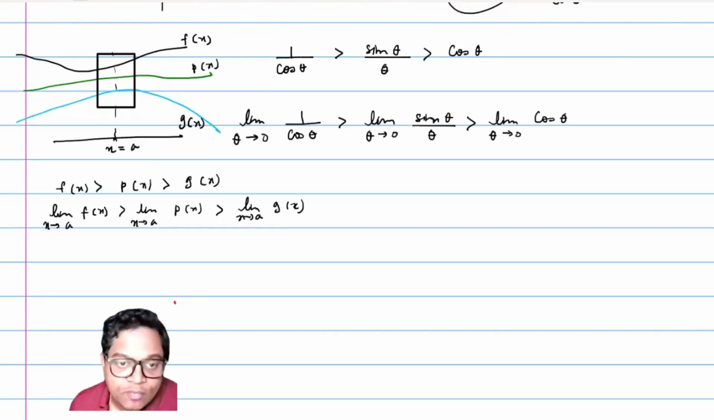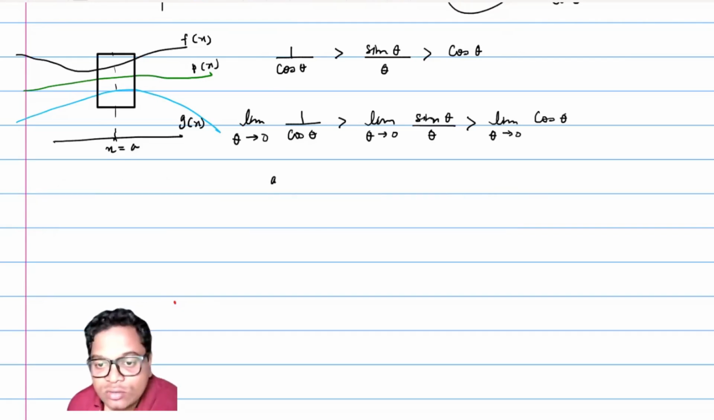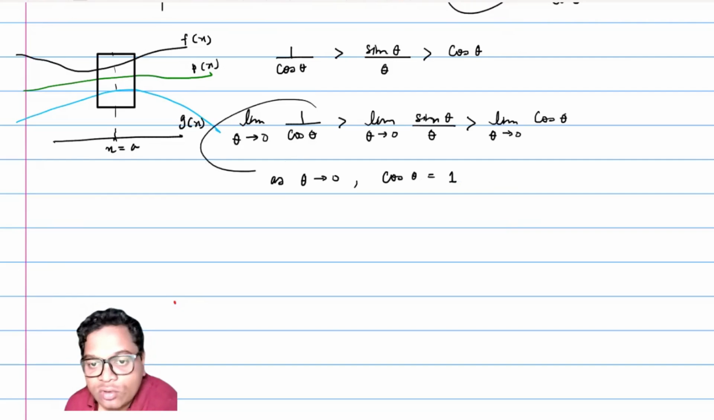So what the theorem says is that for x equal to a or near x equal to a, if f of x and g of x take a specific value, that means the function p of x should also take the same value. So what does this imply? Limit x tends to a, p of x is also equal to L. So we are going to apply this over here. As theta approaches 0, we know that cos of theta will be equal to 1. So therefore, this limit and this limit will be 1.